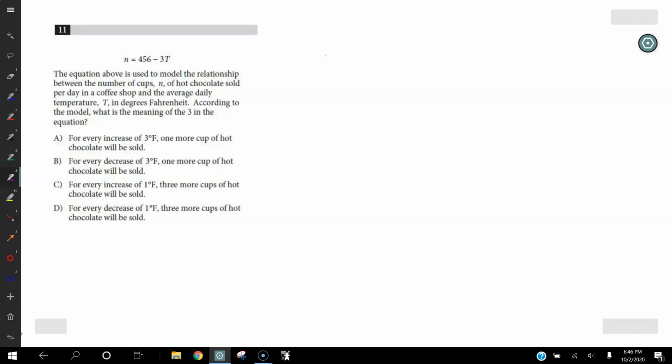Number 11, I have n equals 456 minus 3t. So notice this equation is decreasing. So we have our start, and then we're going down by 3. What do we have here? n is the number of hot chocolates sold per day. t is the temperature.